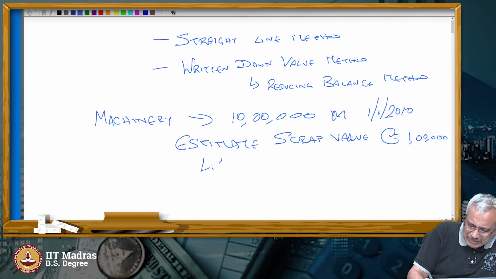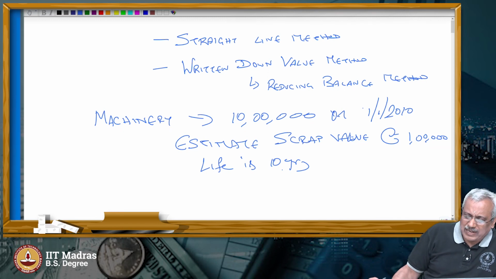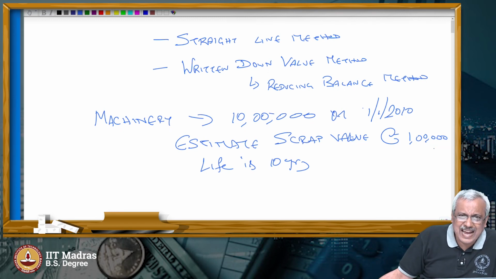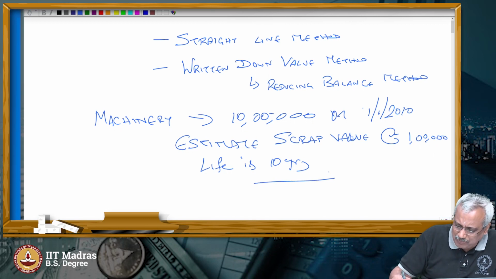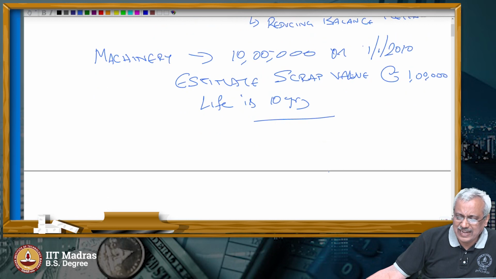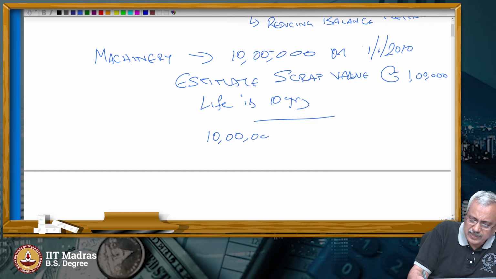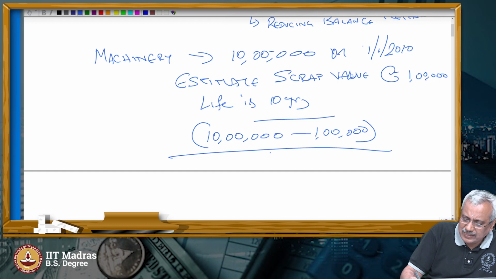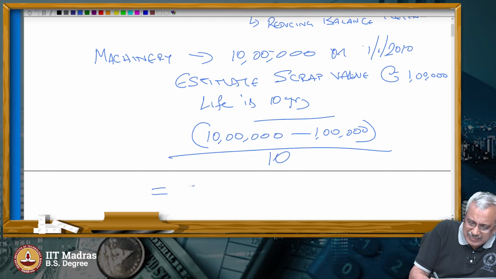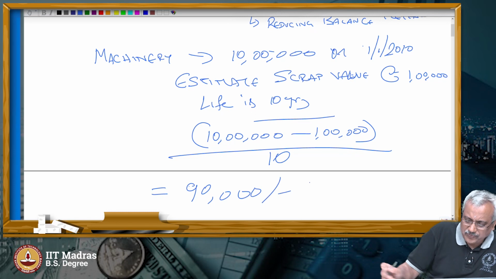Life of the machine, life is 10 years. That means what is happening? 10 lakhs minus 1 lakh, 9 lakhs worth of that machine, I am going to use it in a period of about 10 years. That means on an average per year, what is the value of the machine that I am going to utilize? The value of the machine that I am going to utilize is 10 lakhs minus 1 lakh divided by 10. That means per year it is going to be about 90,000.